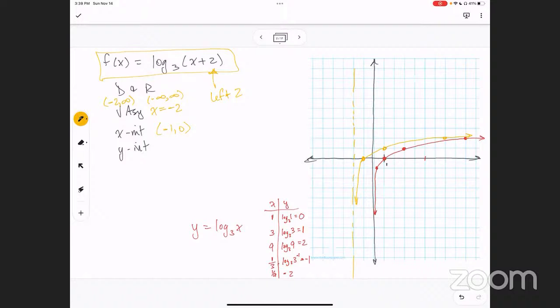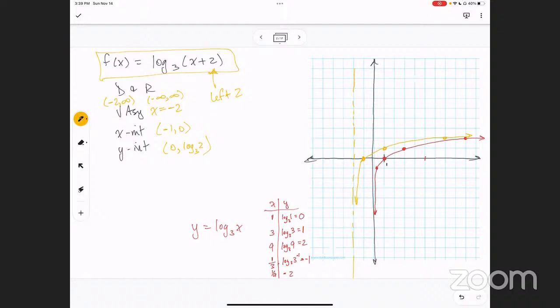Let's not even say maybe. Let's make an exact estimate for the y-intercept. How do I find the y-intercept again? Just substitute 0 for x. That's right. So let's plug in 0 for x, and then our answer would be log base 3 of 2. So that's the actual y-intercept, to be exact.